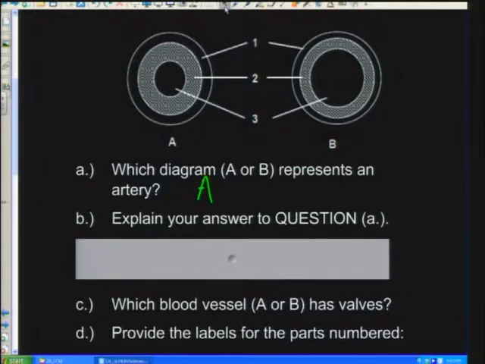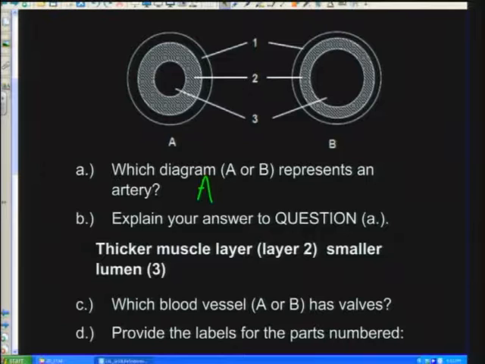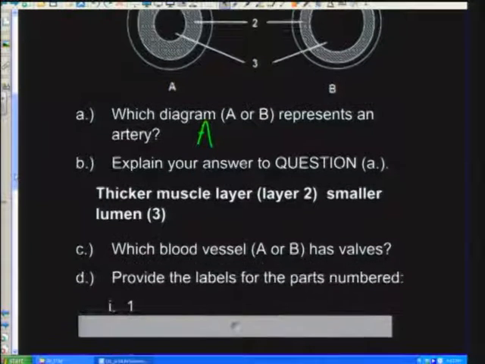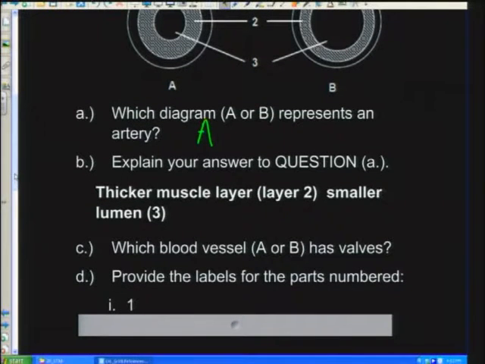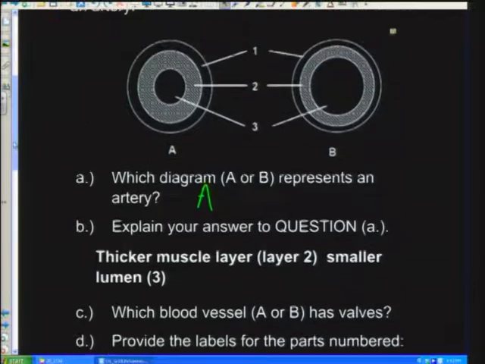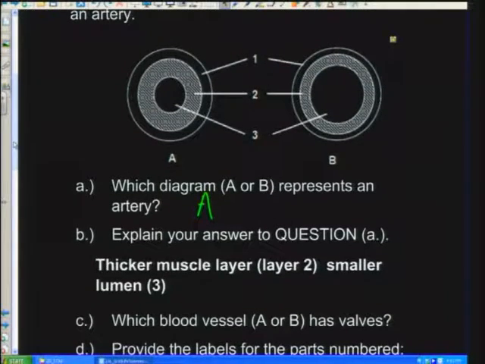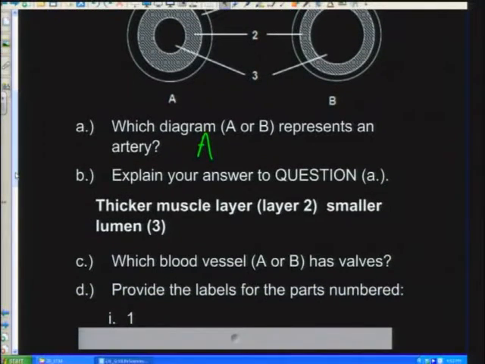Why do I say A? Simple. Because there is a thicker muscle layer in A than there is in B. And we're talking about layer 2. And we can also talk about a smaller lumen than there. And that is label 3 there.